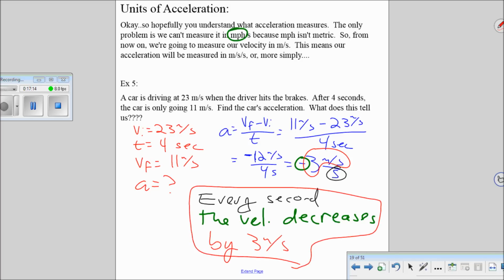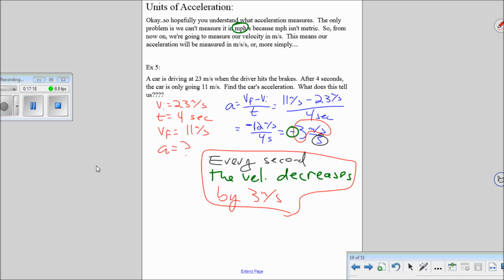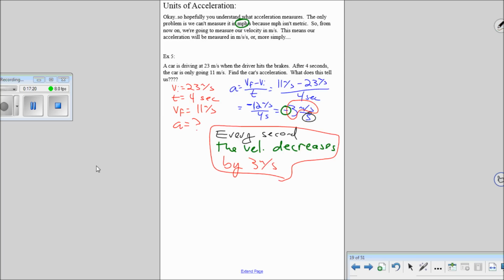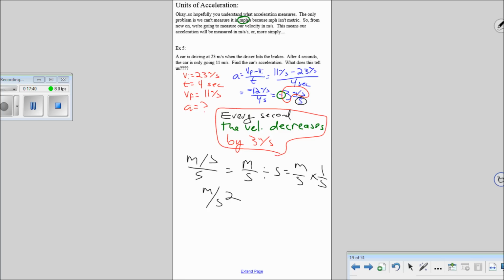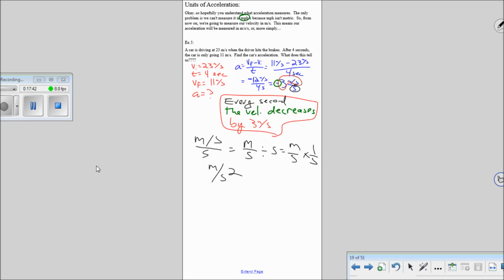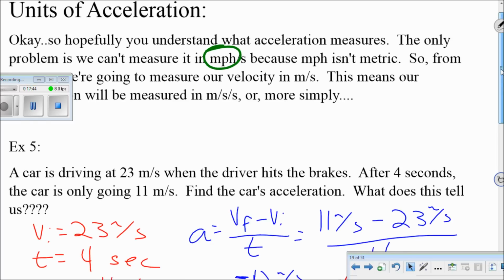All right. Now, we will usually do this. So a quick little bit of algebra. Meters per second is the same as meters per second divided by seconds, right? Meters per second, which is the same as meters per second times 1 over seconds, which is meters per second squared. So this answer up here, oh man, smartboard is not being smart.